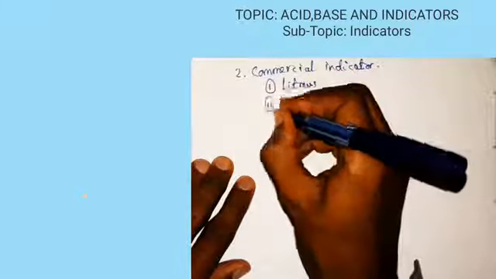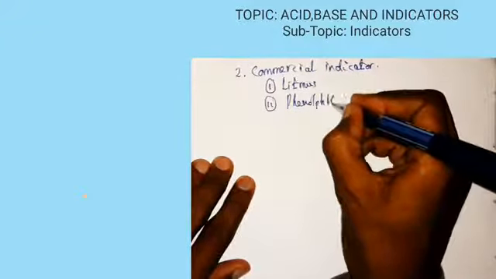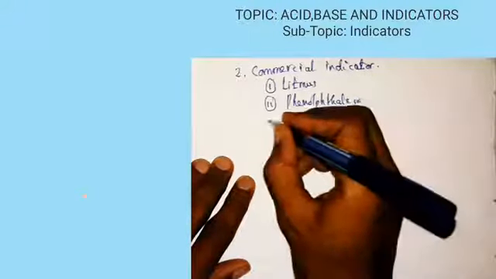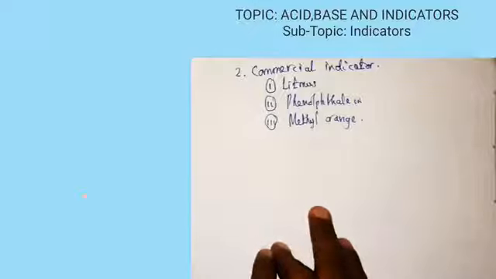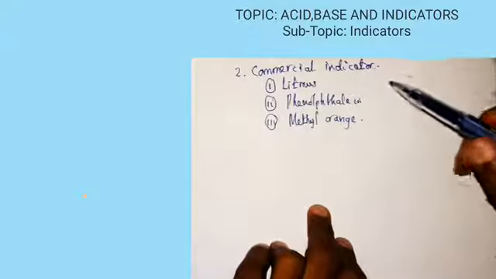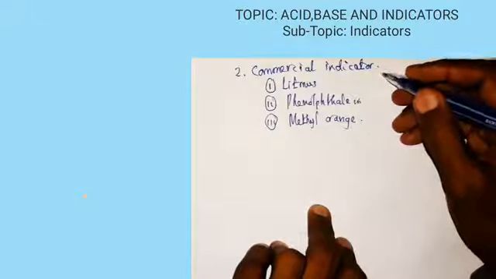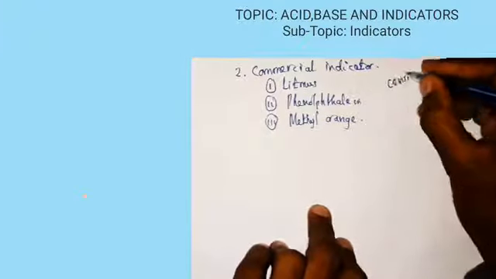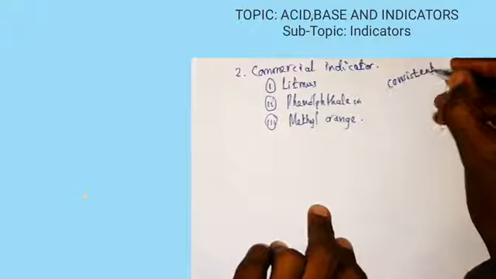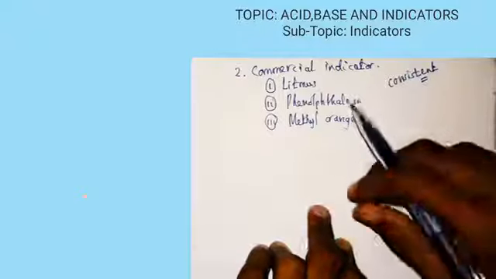You have phenolphthalein. We have methyl orange. Litmus, phenolphthalein, methyl orange. Now, the advantage of using a commercial indicator is that it does not give inconsistent results. It gives consistent results. But the disadvantage of using this is that it does not show the strength of acid or base.